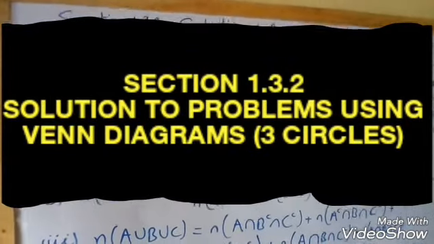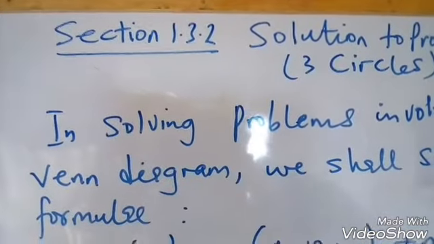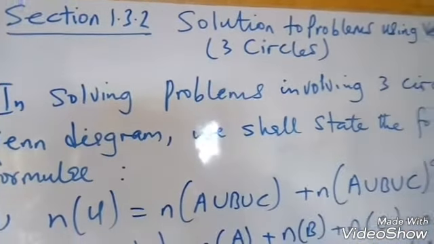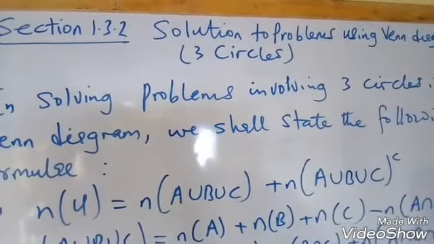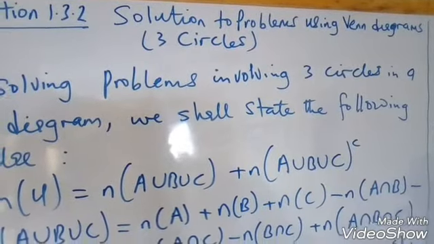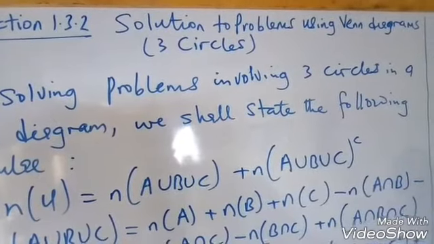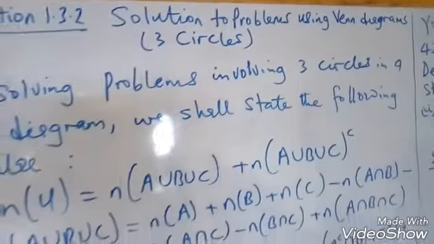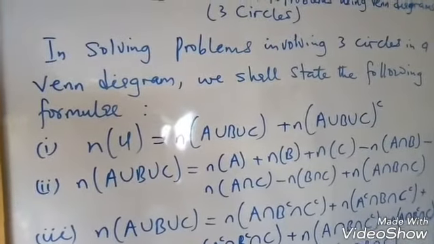Welcome to another video, which is also a continuation of section 1.3.1. This section is section 1.3.2, solution to problems using Venn diagram, 3 circles. That means we are solving problems involving 3 circles in a Venn diagram. Now, in solving problems involving 3 circles in a Venn diagram, we shall state the following formulas.